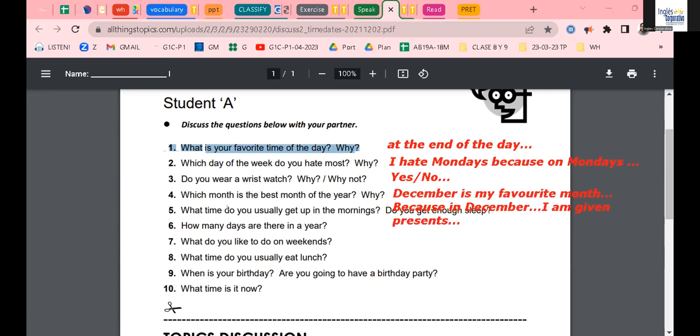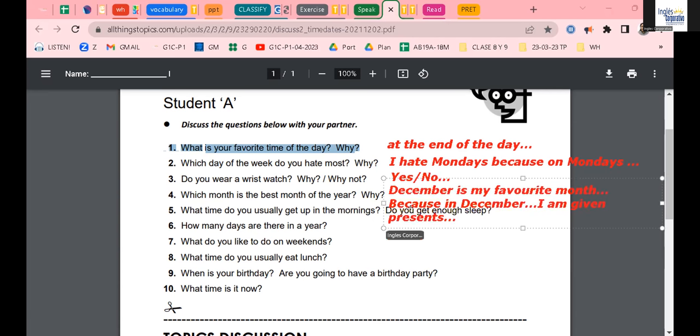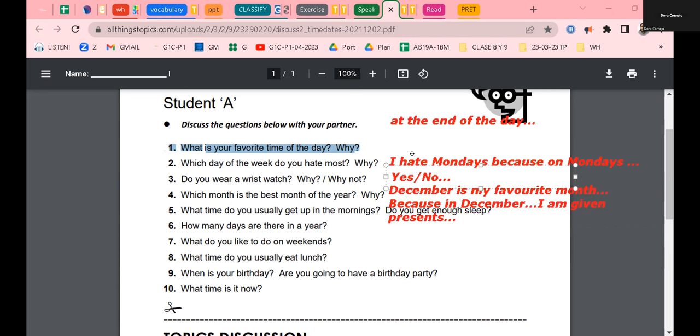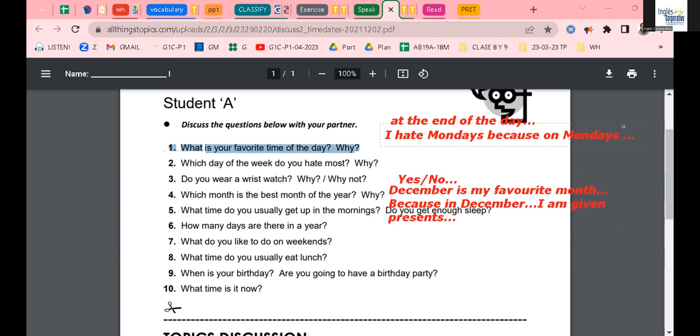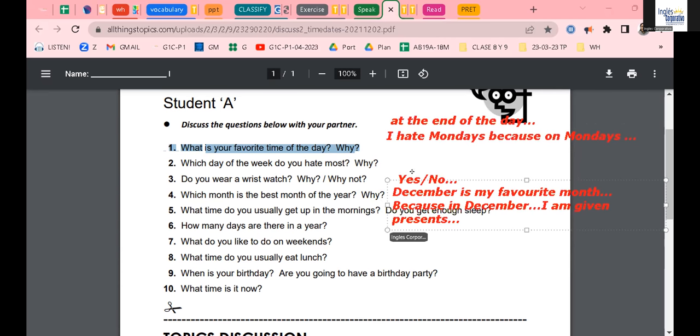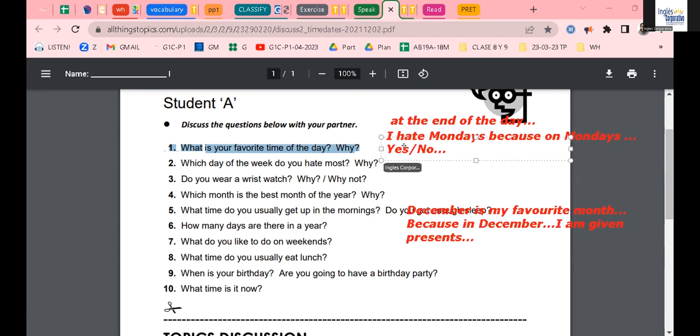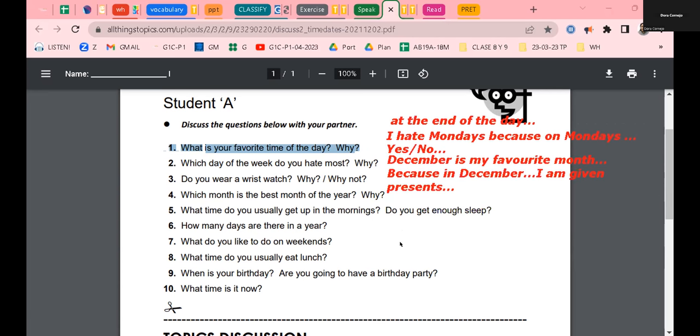Okay. What time do you usually get up in the mornings? So I think you already know that. Okay. Do you get enough sleep? ¿Duerme lo suficiente? Yeah, that's what you have to answer. Do you get enough sleep? No, I don't. Why? Because I get up at 4 o'clock and I go to bed at 11 p.m. So I don't get enough sleep.